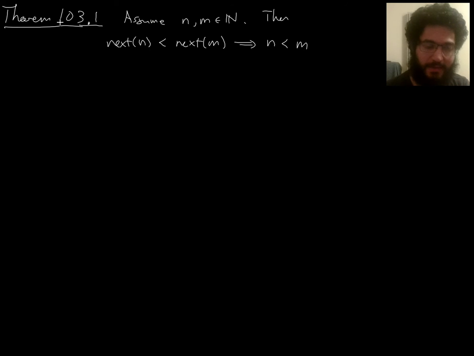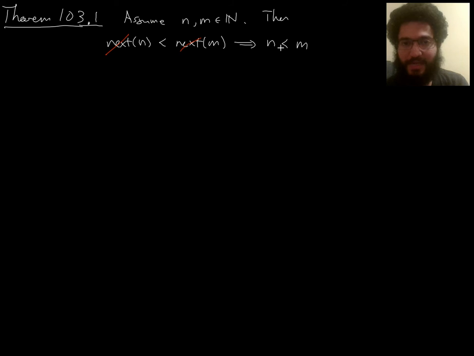So let's start with Theorem 103.1, and this is part of what we call cancellation of the succession operation. So next can get cancelled in an inequality. Suppose n and m are natural numbers, then this is saying if you have next n less than next m, then you can cancel the nexting and still have the inequality being preserved.